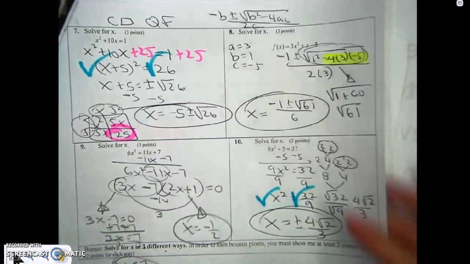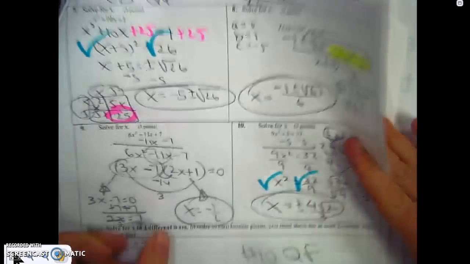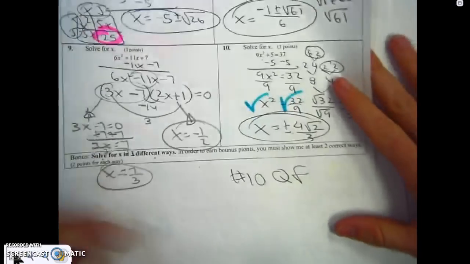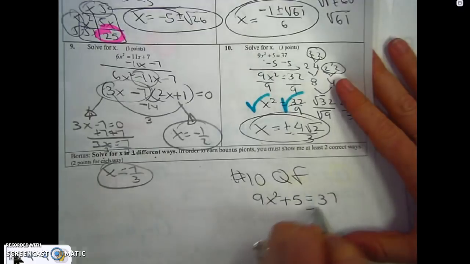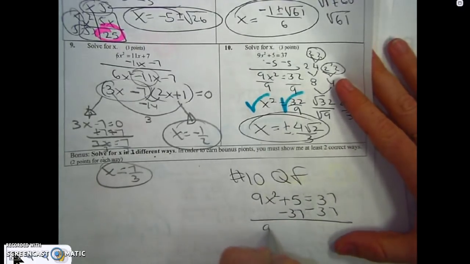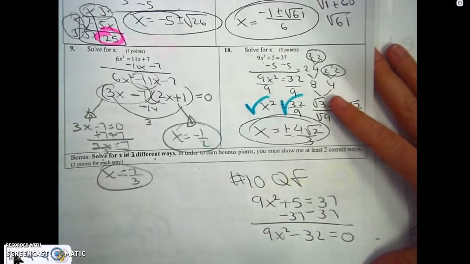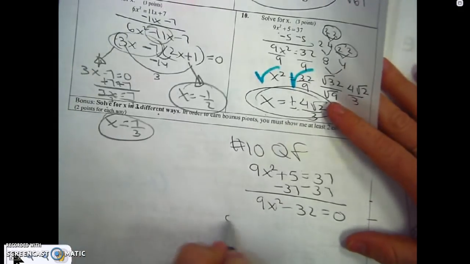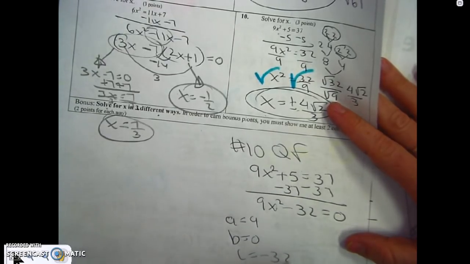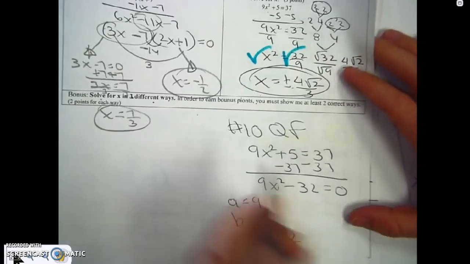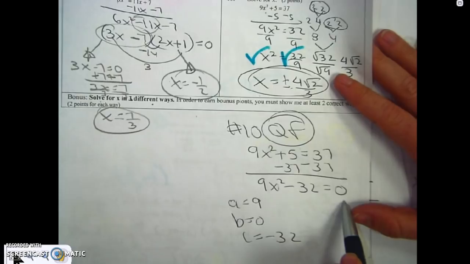Now, let's say you decided to do number 10 using the quadratic formula. If you decide to do number 10 using the quadratic formula, you would have to set it equal to 0, which means you would have to move this over. Now that it's set equal to 0, you can do the quadratic formula. But know that your A would be 9, your B would be 0, and your C would be negative 32. So if you want to do the quadratic formula, that's fine, but make sure it says equals 0.